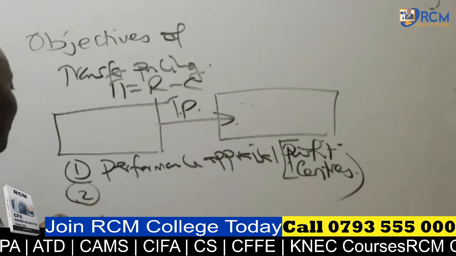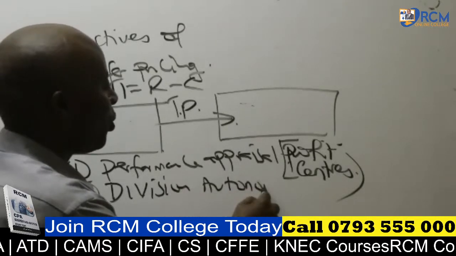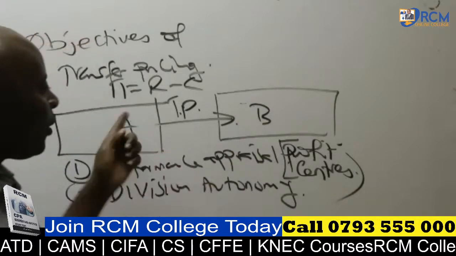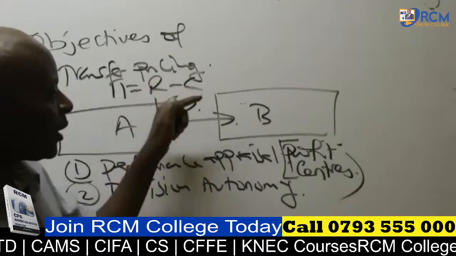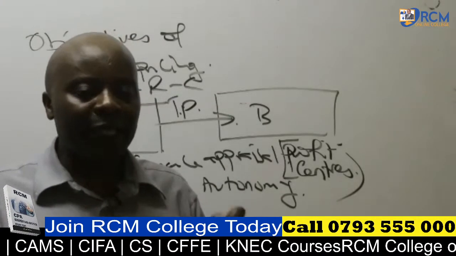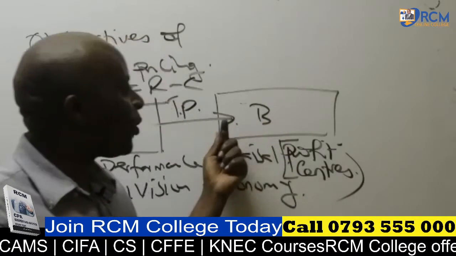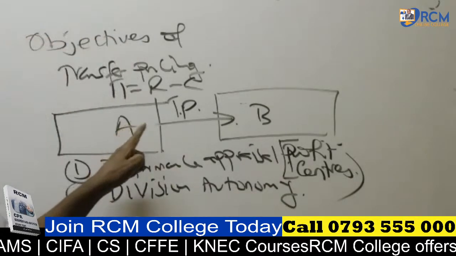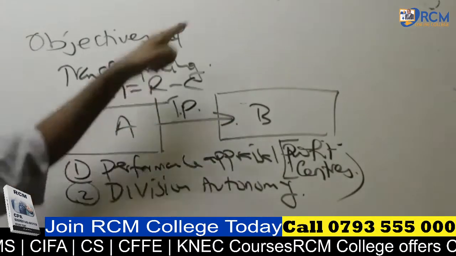Number two, divisional autonomy. We want these two divisions to be autonomous. If I feel you are charging me too much with your transfer price, remember, if I'm an autonomous, independent division, I can decide to even buy those goods from outside. If, for example, A can get a customer outside who gives a better price than what B is giving, then A is at liberty, it's independent.